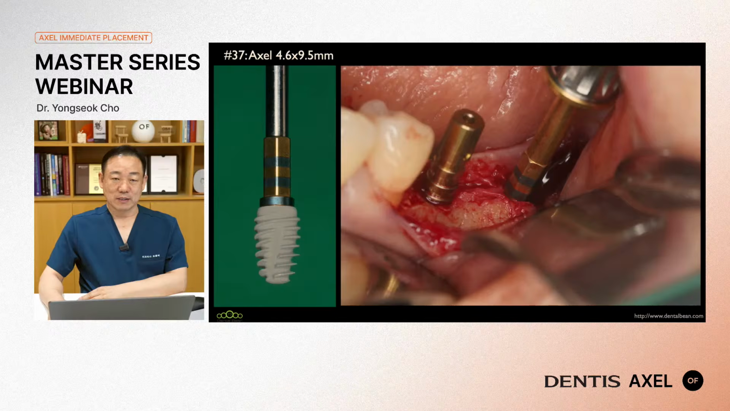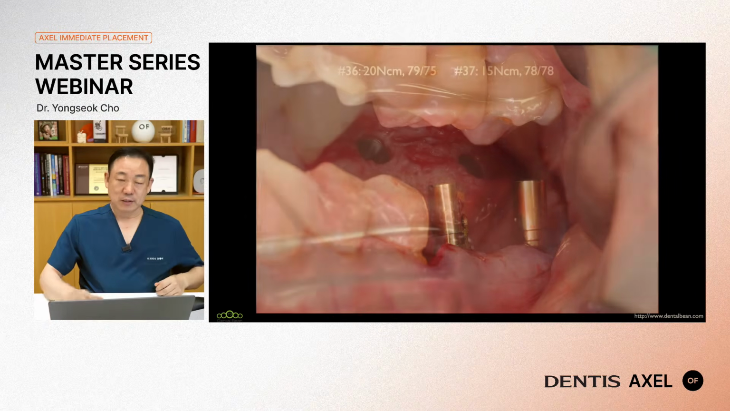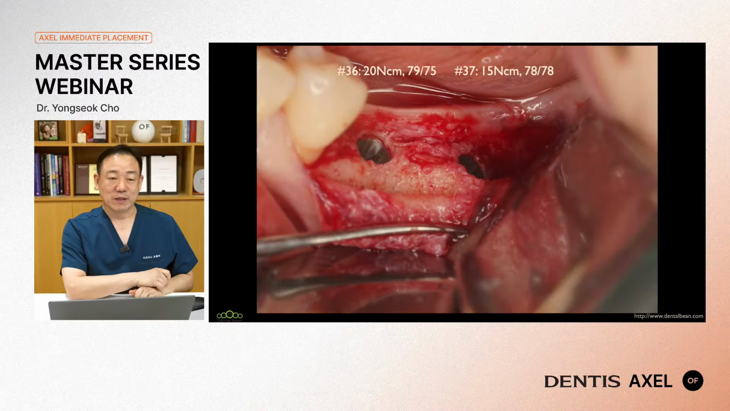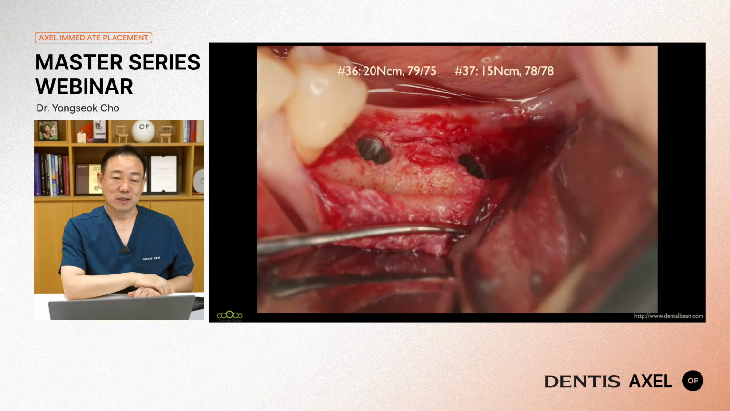And the second molar site was the same situation. Another implant was placed. The position and path were nice. Here are the stability and ISQ values. For 36, 20 Newton centimeter, 79, 75, very nice. For 37, 15 Newton centimeter, ISQ value 78, 78. As you see, by controlling the final drill diameter, we can get nice primary stability.